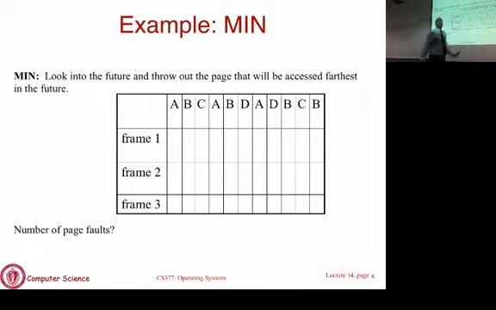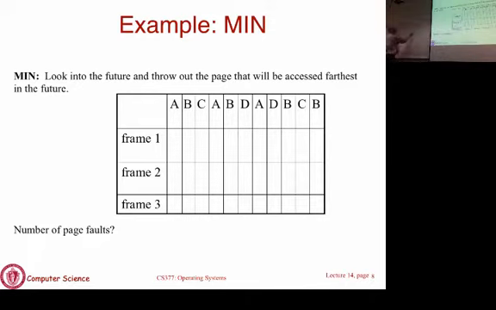Then you access D. Like before, that's a page fault because D is not in memory. Now you have to peek into the future and ask what's the page I want to throw out from A, B, and C. You want to throw out the page that's accessed the farthest in the future. So we are here, look at the future. A is accessed 1 time step from now. B is accessed 3 time steps from now, and C is accessed 4 time steps from now. So C is the page that's going to be accessed farthest in the future. So you're going to throw out C.